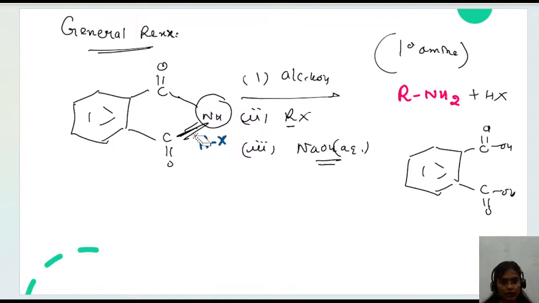So this is a common thing; what can be changed here? That R can be changed. So this is going to be the deciding factor in the primary amine we are getting. So this is normal. That is the Gabriel Phthalimide reaction.